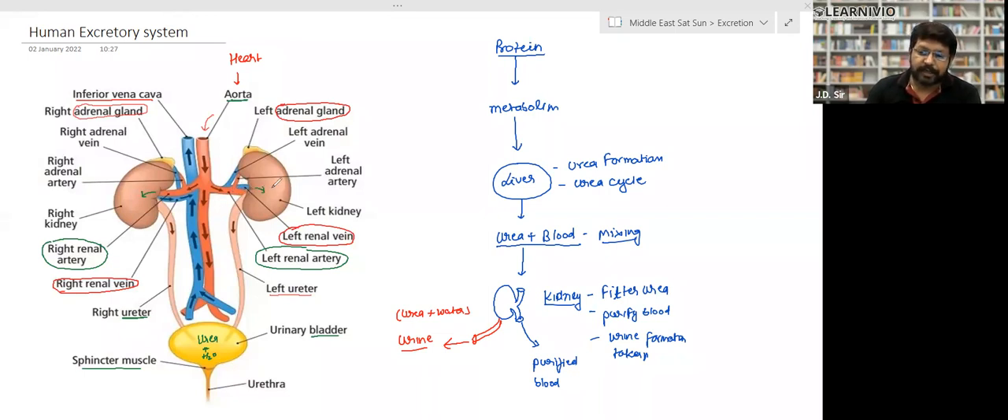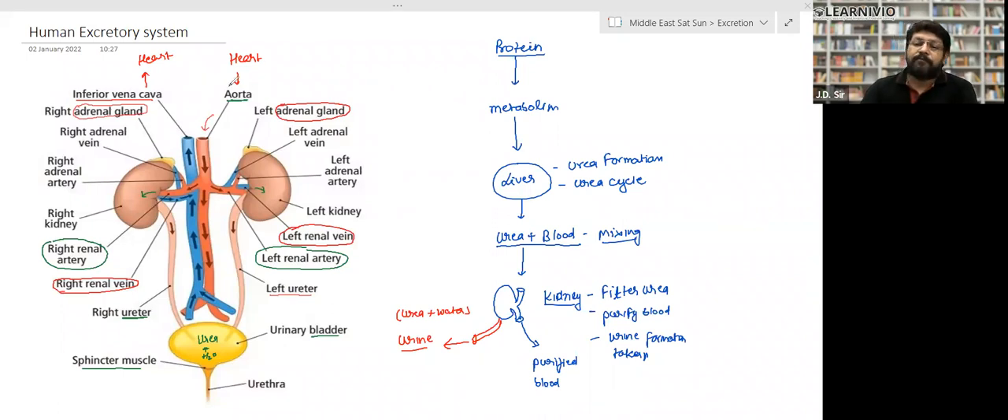Then blood goes inside the kidney. These are the kidneys. Filtration takes place. Then purified blood comes back with the help of these blue colored pipes, which are called renal veins, right? So from the right renal vein and the left renal vein, the purified blood comes, and again this purified blood goes to the inferior vena cava, which is found in the heart. So impure blood comes from the heart, meaning urea-mixed blood, not oxygenated, deoxygenated.